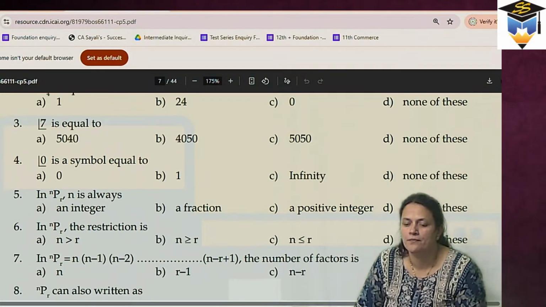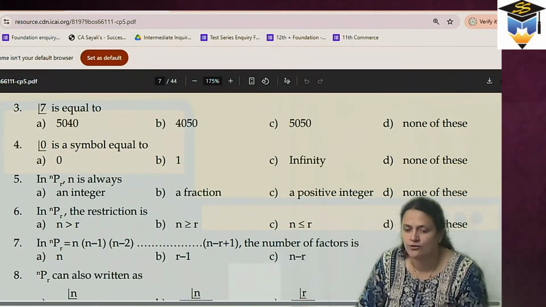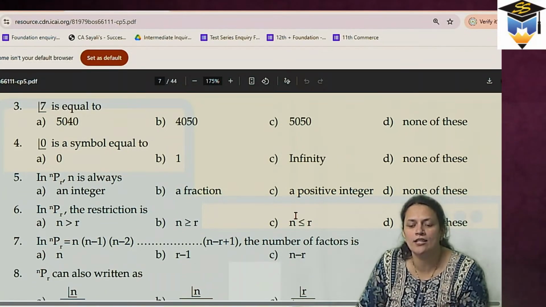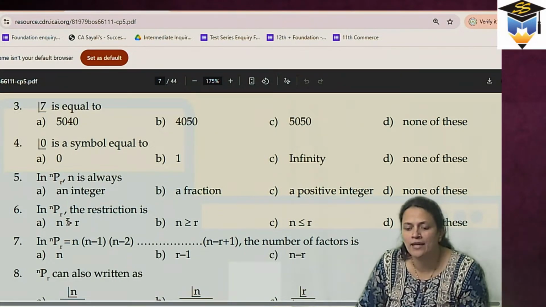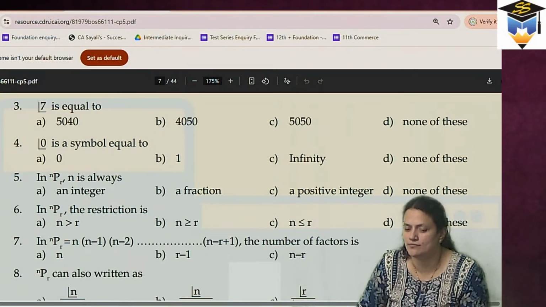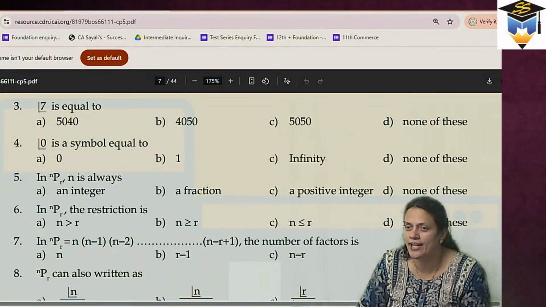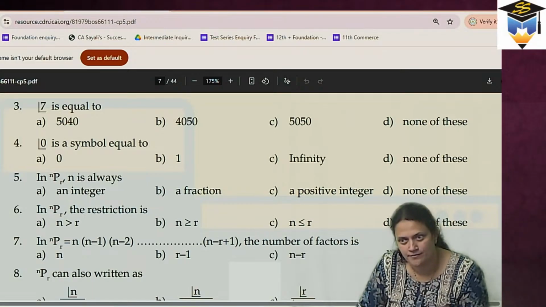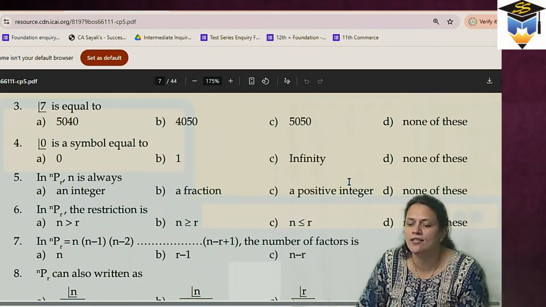Question 3, option A, 7 factorial is 5040. You can use your calculator to find the value. Next, 0 factorial is equal to option B, 1. In nPr, n has to be a positive integer. In permutation and combination, negative integers do not exist. So the answer is option C.